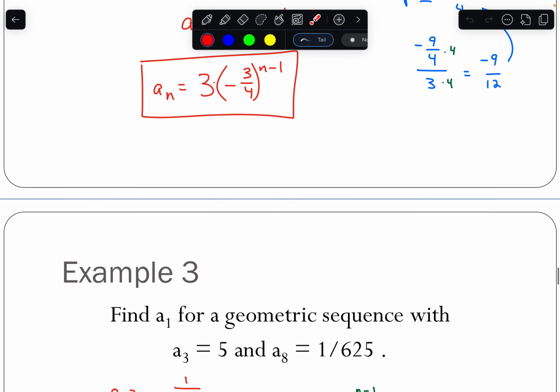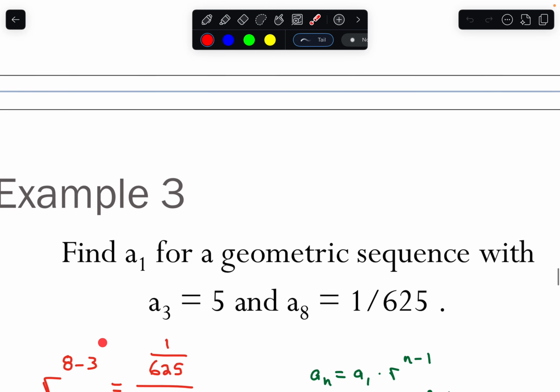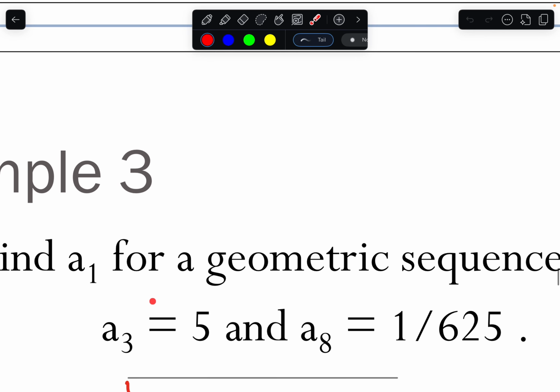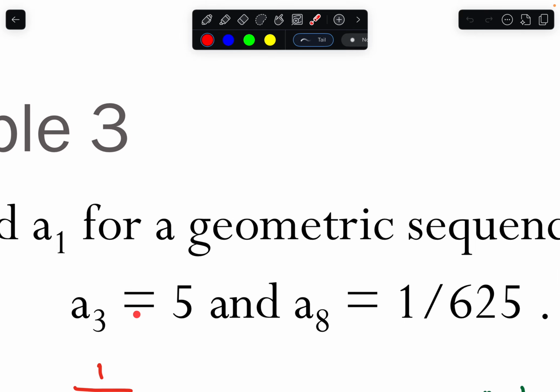Okay, so we leave that one as is. Okay, example 3: find a sub 1 given the third term is 5 and the 8th term is 1 over 625. And so we've done questions like this with arithmetic.